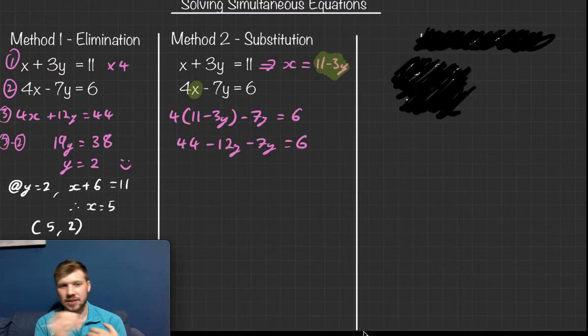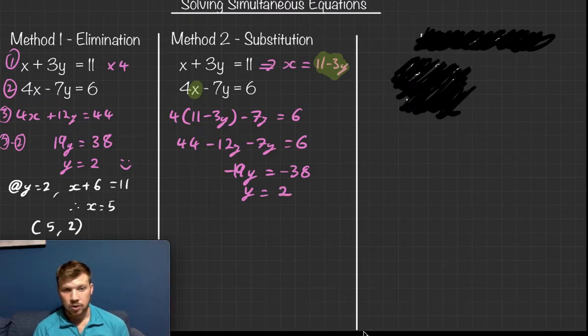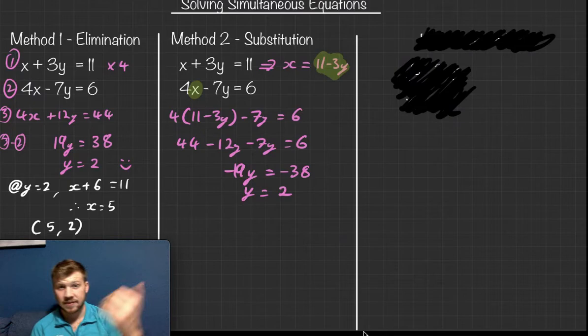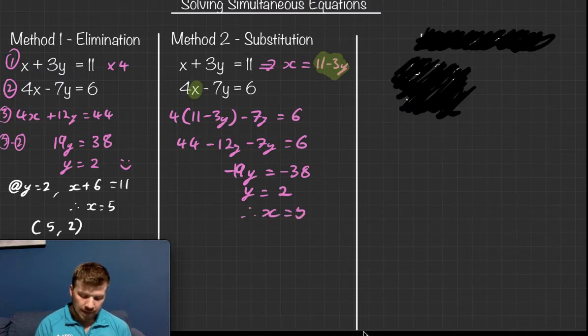So you can see I've got the same numbers appearing. Negative 19y is equal to negative 38. So again, y is equal to 2. Doing the same process as before, substituting in, this time I've got 11 take away 3y is equal to x. So I know straight away 11 take away 6 is going to give me 5. And again, that's the coordinate (5, 2).